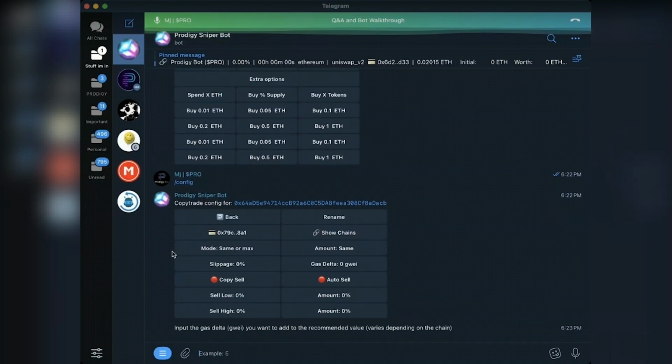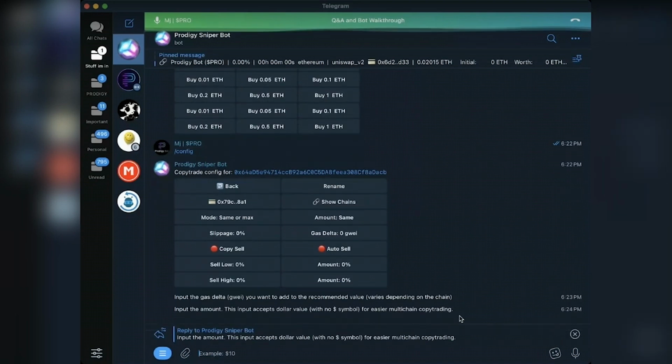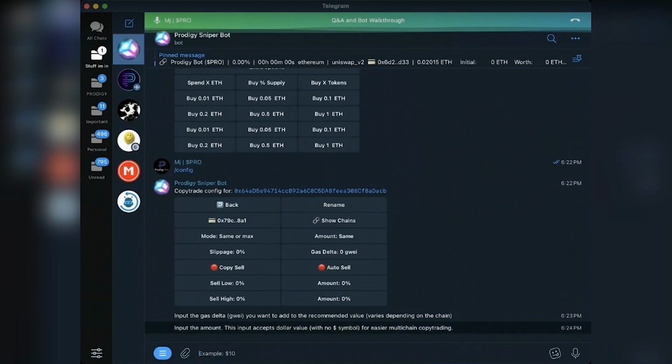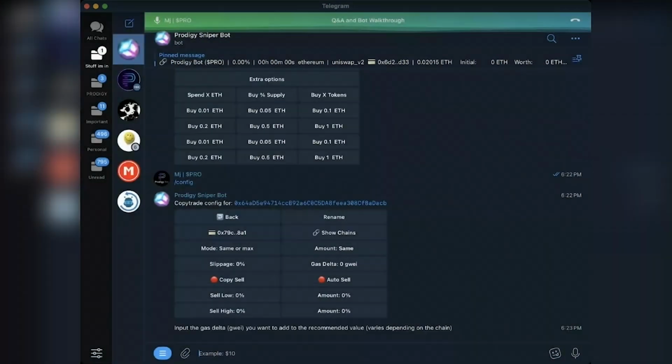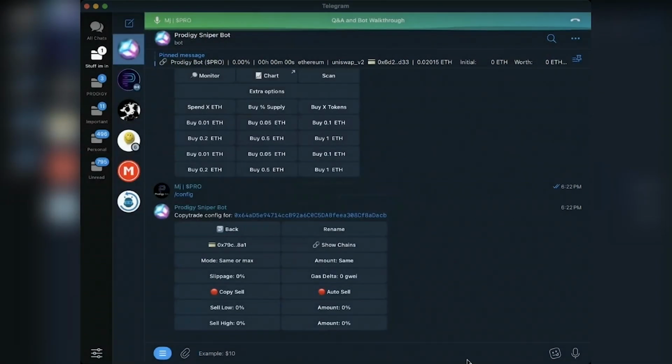You can either set your amount for how much you want to spend, your maximum set amount. This is how much you're going to try and buy when they do. Or you're going to try and do the amount the same, or you can input an amount, the dollar value for copy trading. All this stuff is in the docs. I do recommend if you're going to copy trade to read the docs, because it seems like people are not when they go to copy trade. That's just how much you're buying, basically.